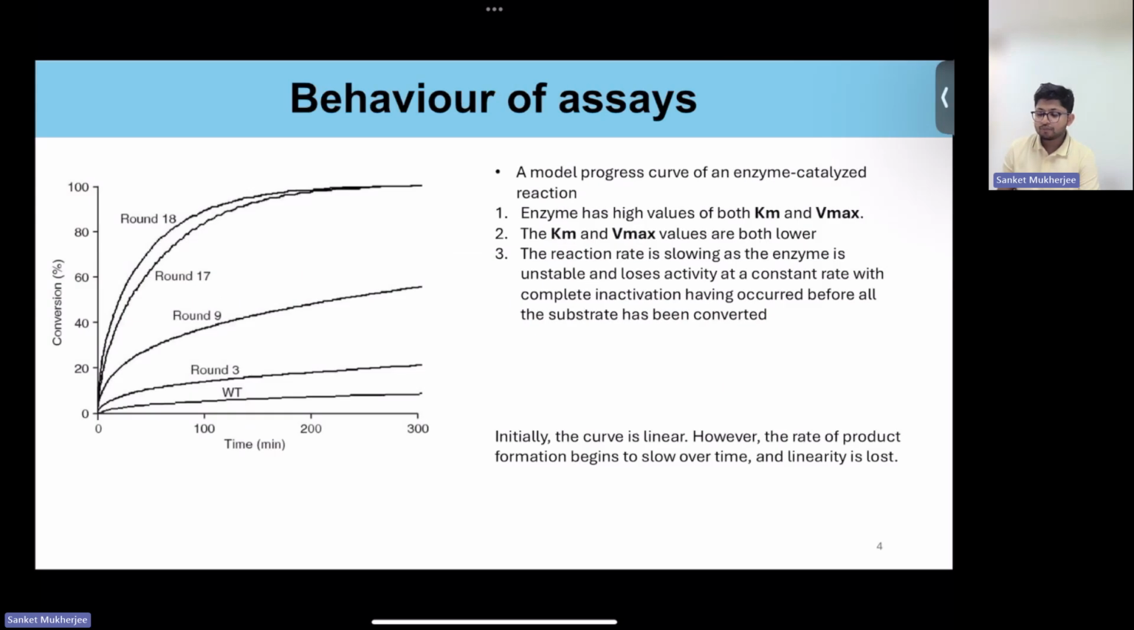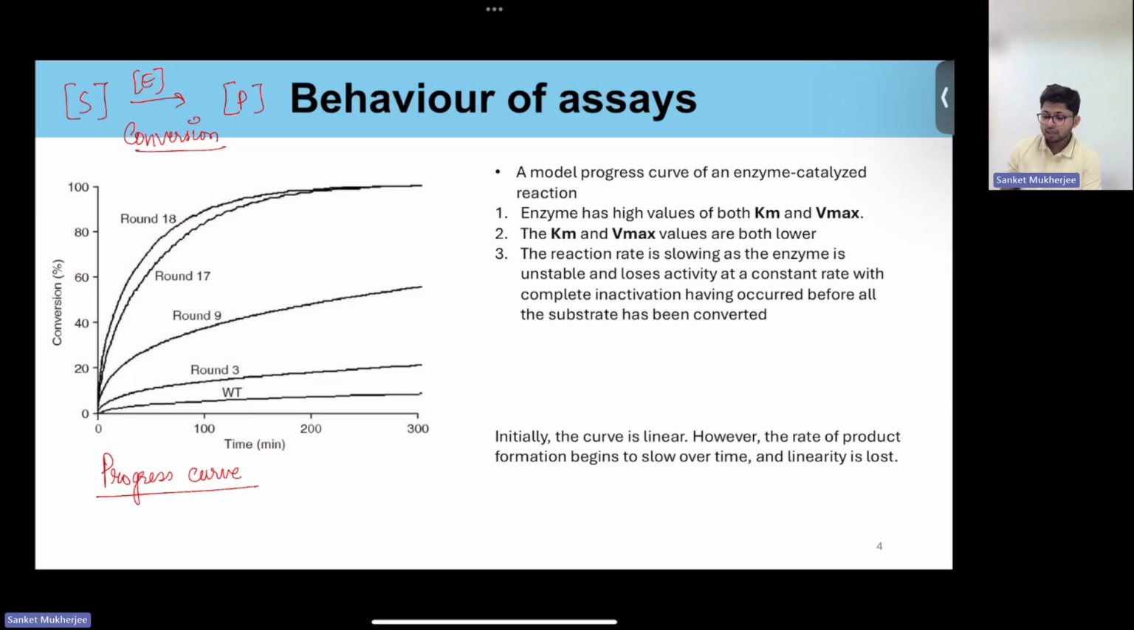Now, if we talk about the behavior of assays, if you see the graph here on the left, it's the conversion percentage. Conversion is, let's say, the substrate forming product in the presence of an enzyme. If we see the conversion percentage, this is how the graph looks, right? And this is called a progress curve. In a progress curve, we get to know the enzyme kinetics.